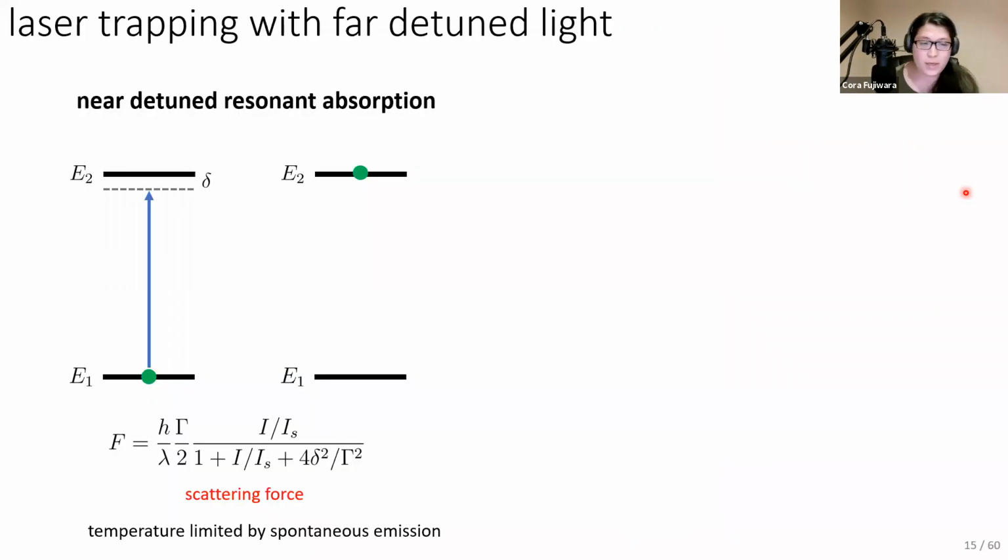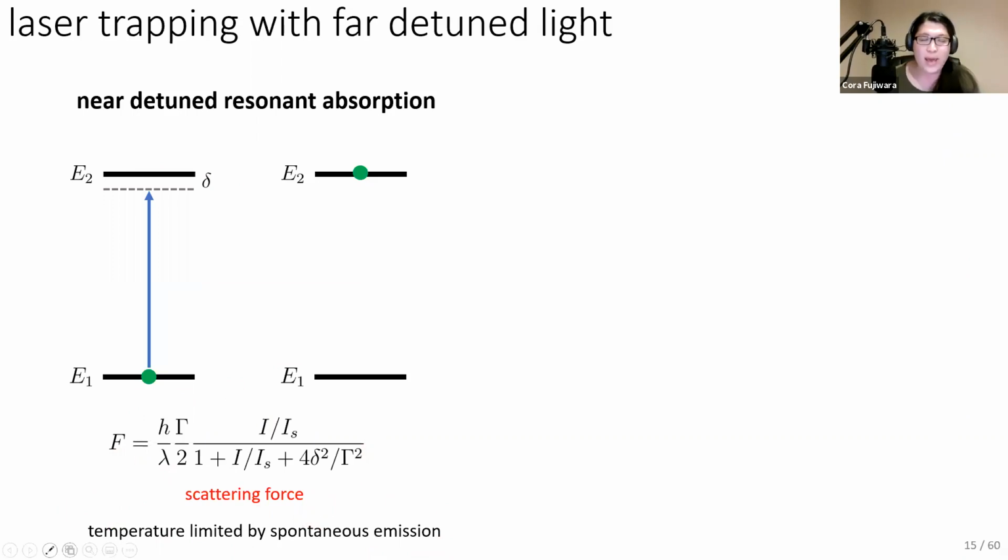So far I've been discussing what's called resonant phenomena, which is to say that an atom is actually absorbing a photon and is going to live in this excited state. And it's going to re-emit it via spontaneous emission, which then creates this radiation pressure force, which we discussed. And as I mentioned, the scattering force is temperature limited by spontaneous emission.